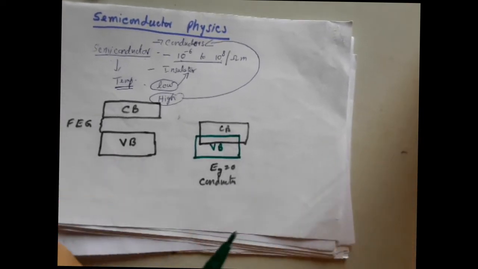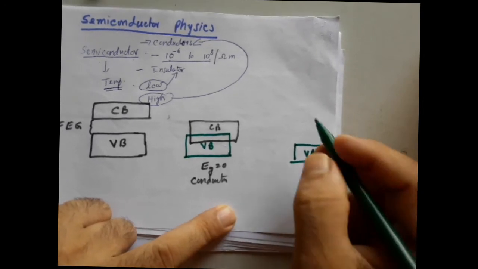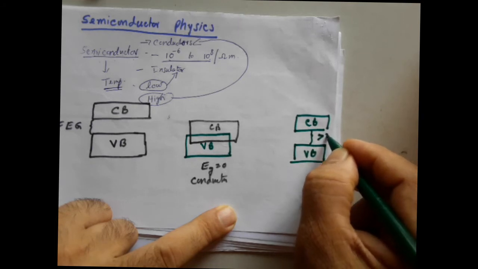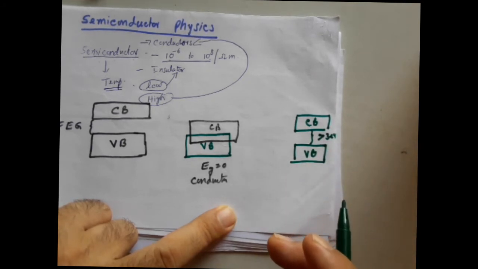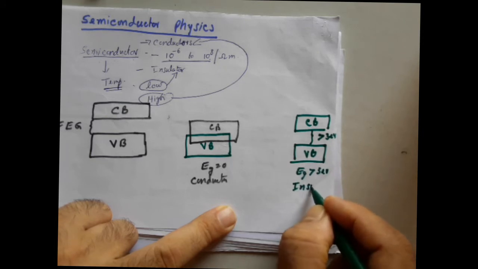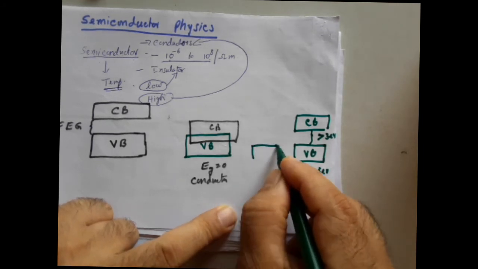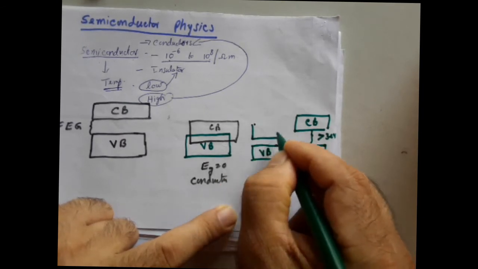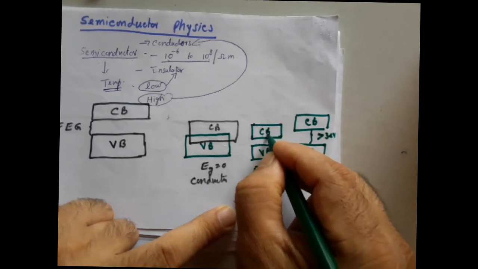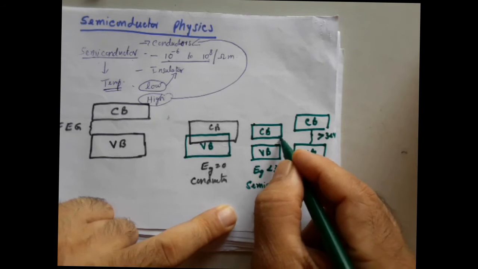But if you consider an insulator, where the valence band and the conduction band have a large gap, where the gap is greater than around 3 electron volts, then this material is what we call an insulator. But if the energy gap between a valence band and the conduction band is lesser than around 3 electron volts, then such kind of materials are what we call semiconductors. This is what we call a semiconductor. Therefore, in the case of a semiconductor, the energy gap is very small.